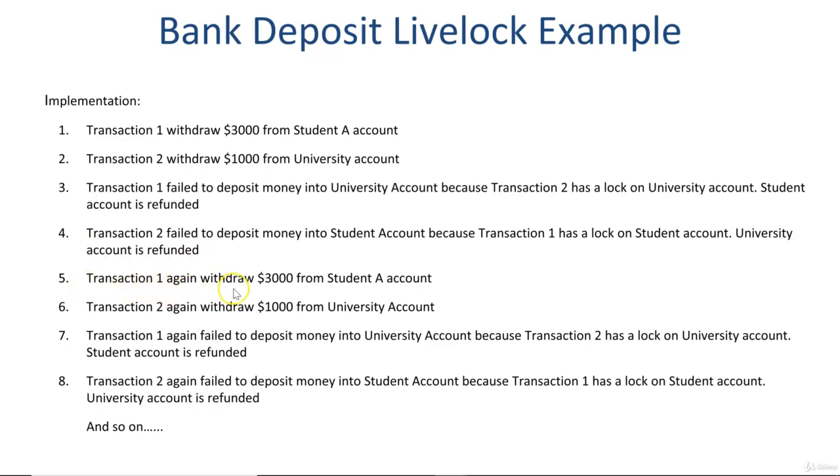Transaction 1 again withdraws 3,000 from a student account. Transaction 2 again withdraws 1,000 from university account. Transaction 1 again failed to deposit money into university account because transaction 2 has a lock on university account. Student account is refunded. Transaction 2 again failed to deposit money into student account because transaction 1 has a lock on student account. University account is refunded, and so on.